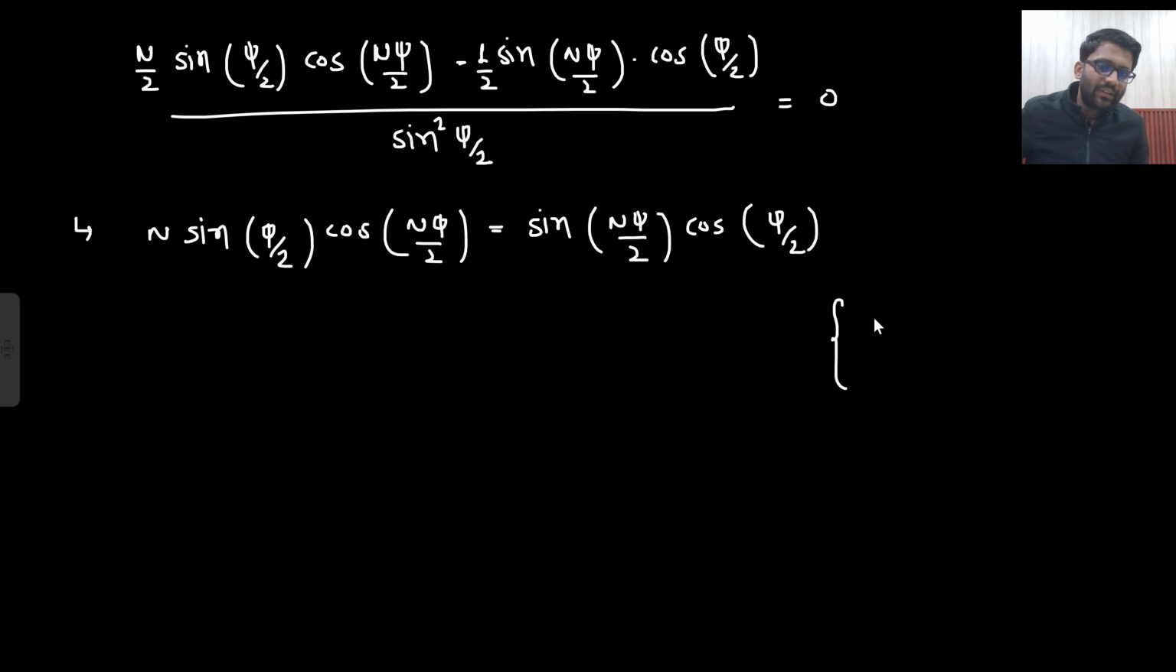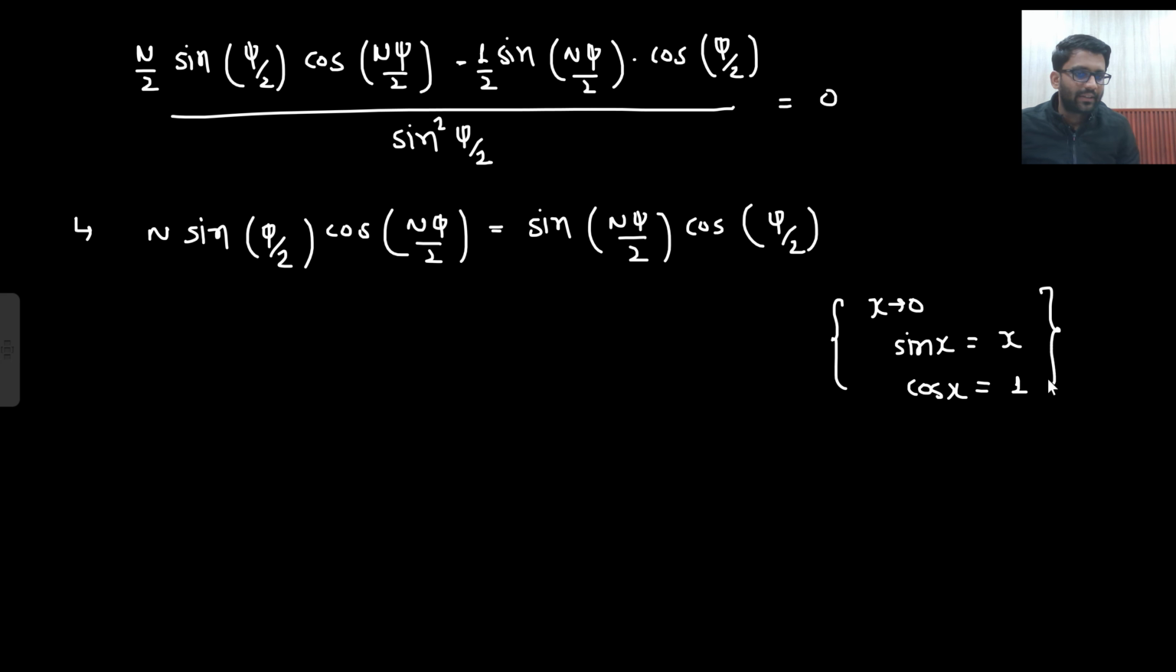Now you let me know one thing. For x tending to 0, what will be your sin x and what will be your cos x? If x is very small, then sin x is equal to x, and cos x is equal to 1. If you have studied this in mathematics, if x is very small, then sin x is equal to x and cos x is equal to 1.